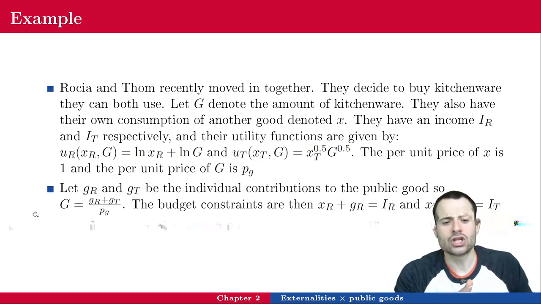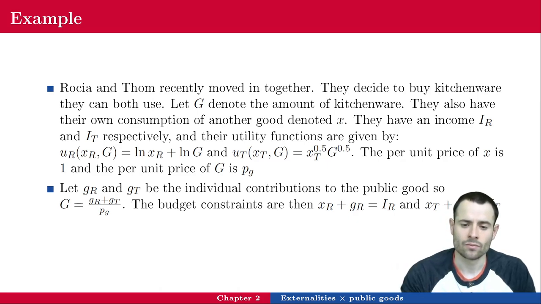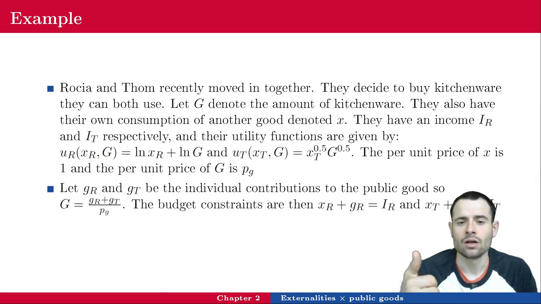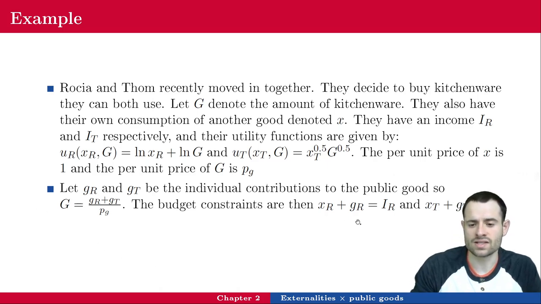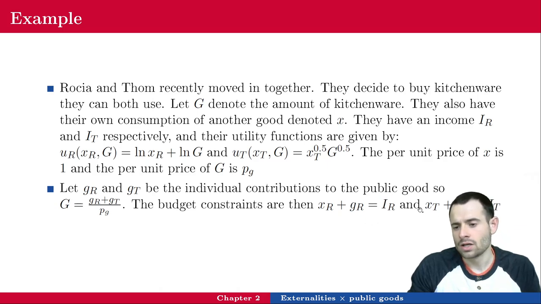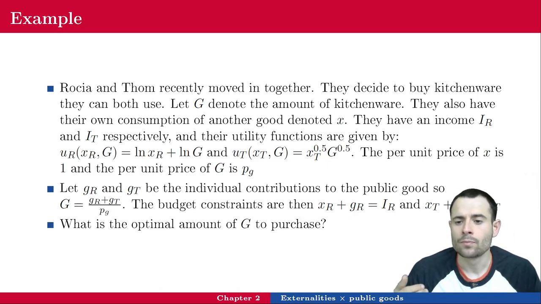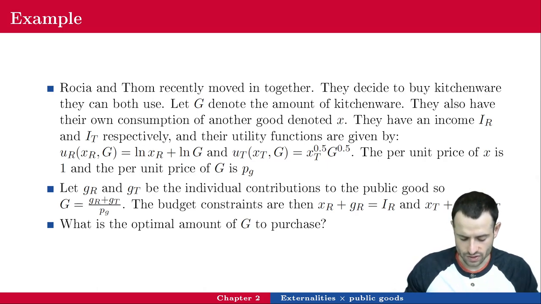Now, each roommate has a budget constraint. For Rosia, what she spends on the private good plus what she spends on the public good has to be equal to her income. She spends $1 per unit of XR, and she's going to buy XR units of the private good. So XR times 1 is XR, plus the money contributed to the public good has to be equal to her income. And the same for Tom. It's a standard 201 budget constraint. What is the optimal amount of kitchenware, of G, of public good, to purchase?